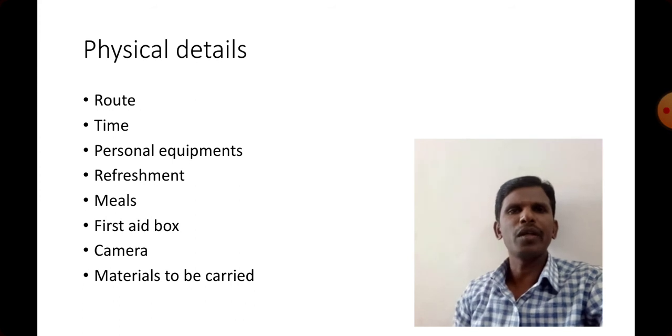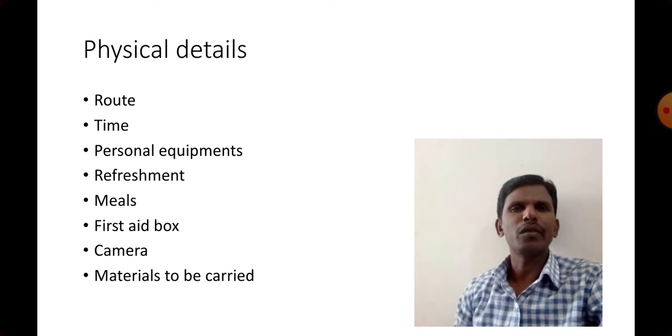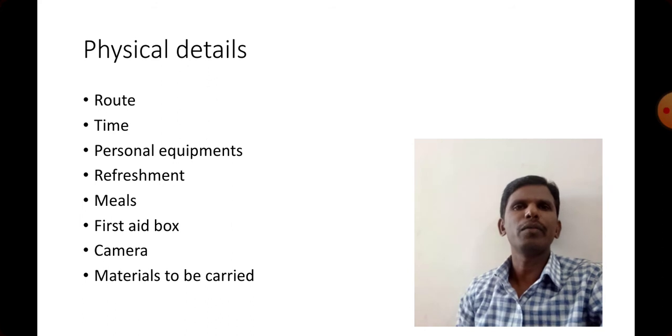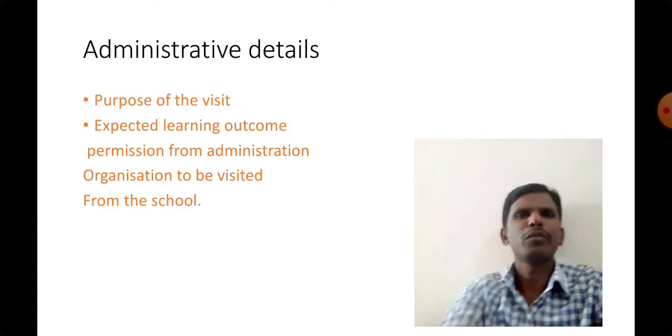And every student or the supervisor should come with a first aid box in case anything happens in the field, and they should come with cameras. Nowadays we have mobile phones, which have cameras. But if it is necessary to take good pictures, we can ask the students to come with high definition cameras, whatever it may be. And what materials they should carry, all these details should be given in the guide sheet of physical details. So this is about the physical details, and now we move to the third one.